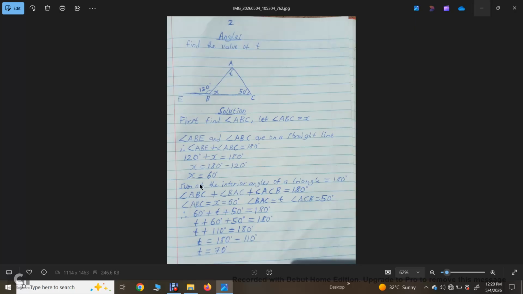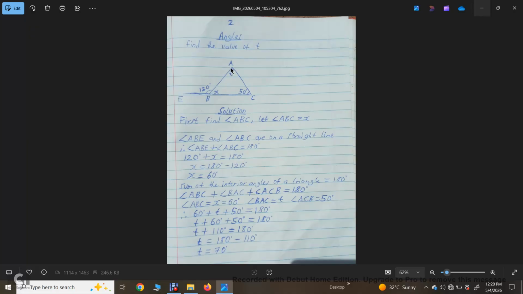The sum of the interior angles of a triangle is equal to 180 degrees. These are the interior angles. The sum of these angles is equal to 180 degrees. So therefore, angle ABC plus angle BAC plus angle ACB is equal to 180 degrees.